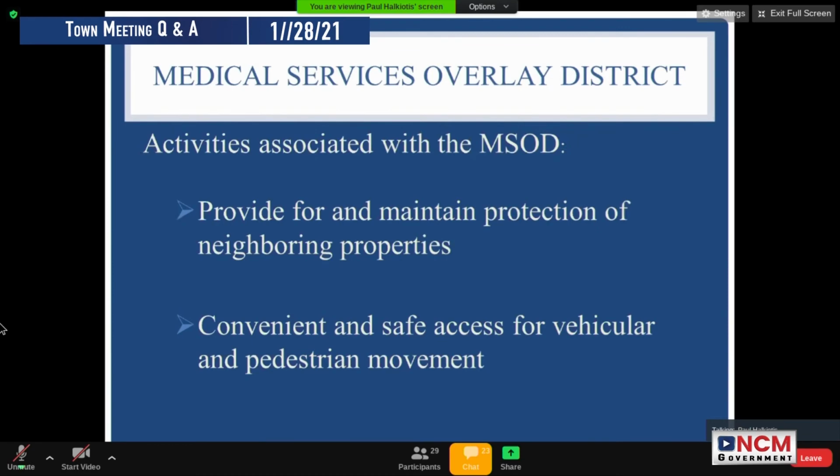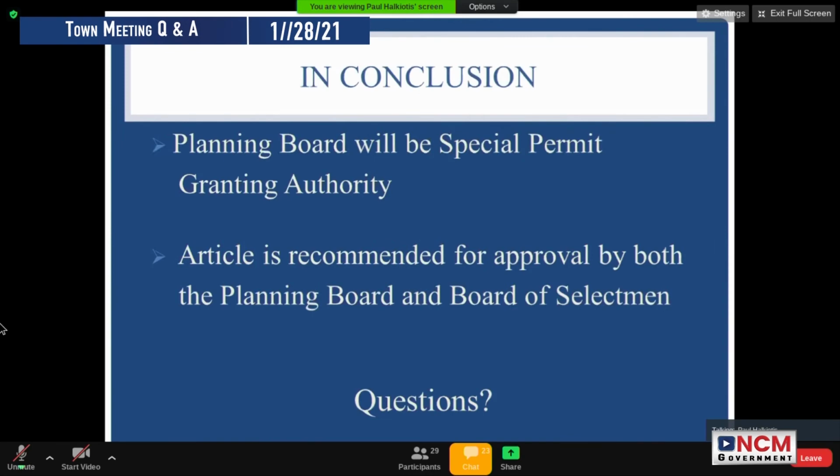The activities associated within the medical services overlay district will provide for and maintain protection of the neighboring hospitals, and be convenient and safe for vehicles and pedestrian movement within the district. The planning board will be the special permit granting authority within this new medical services overlay district. The planning board and the board of selectmen met and discussed the boundaries of the district and the bylaw amendment, and both boards voted to support this particular article. I would be glad to answer any questions on it.